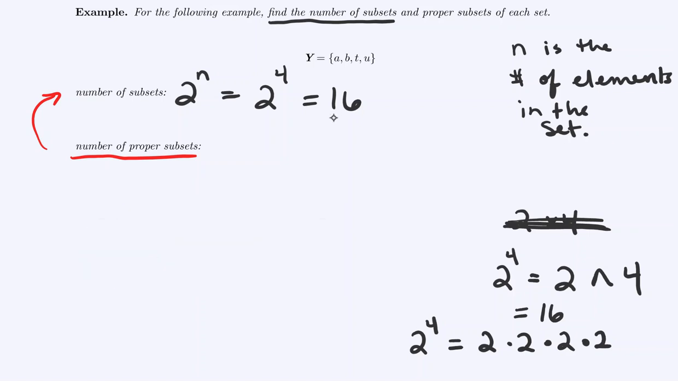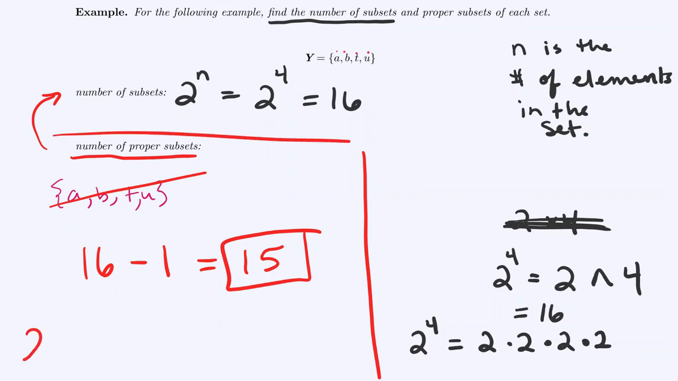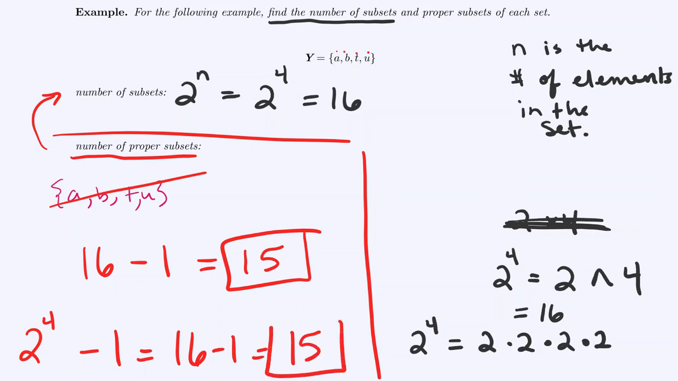We already found that there are 16 subsets in all, and the only subset that is not proper is the largest subset A, B, T, U, the set itself. So we only need to eliminate one of those options from the 16. So it's just going to be 16 minus 1. There are 15 proper subsets. Now the way you could have found this based on the formula is there are 1, 2, 3, 4 elements in the set. 2 to the 4th, that you then subtract 1, would give you 16 minus 1 as well. That's just another way to do the problem.